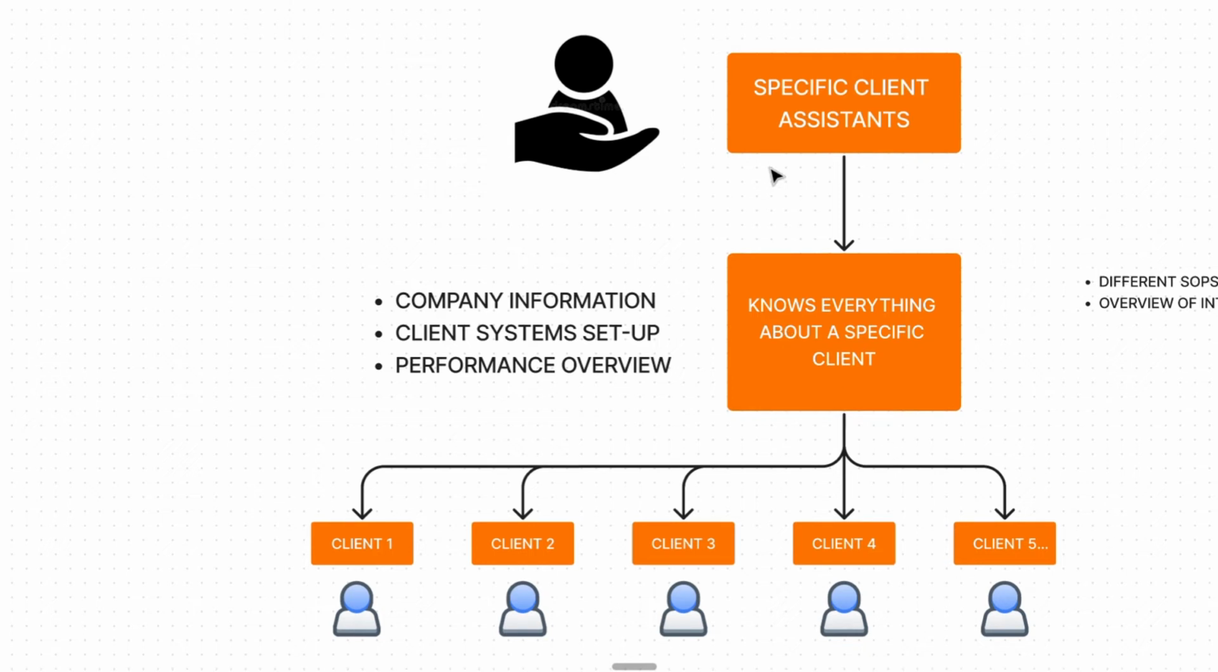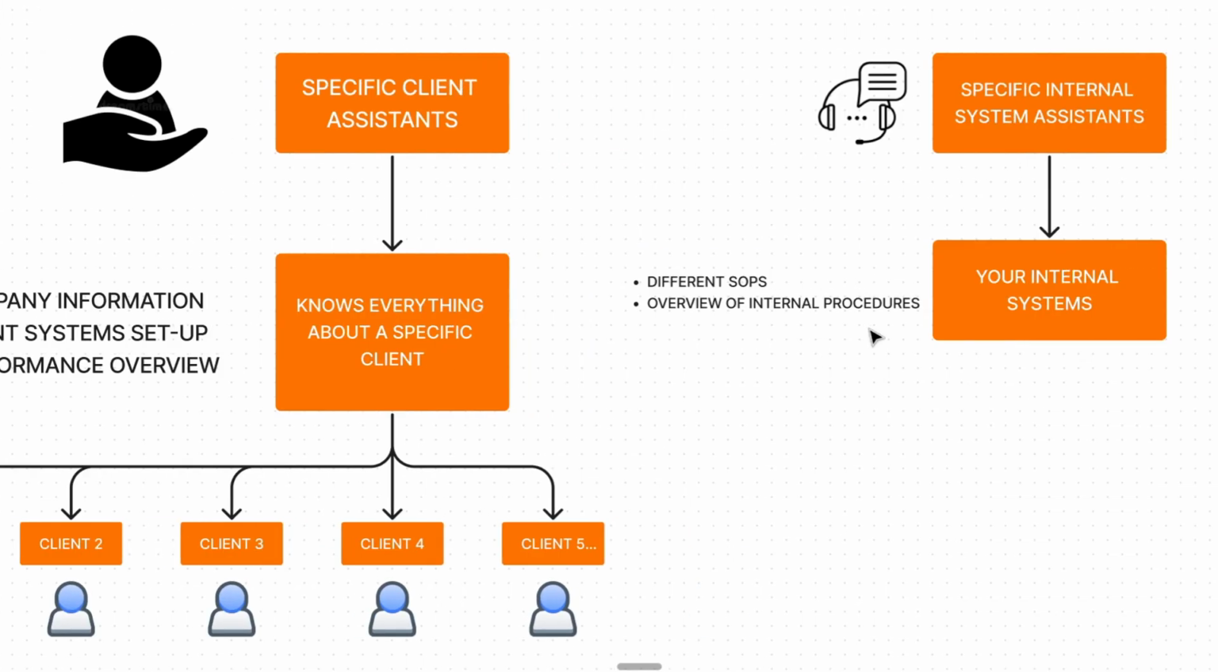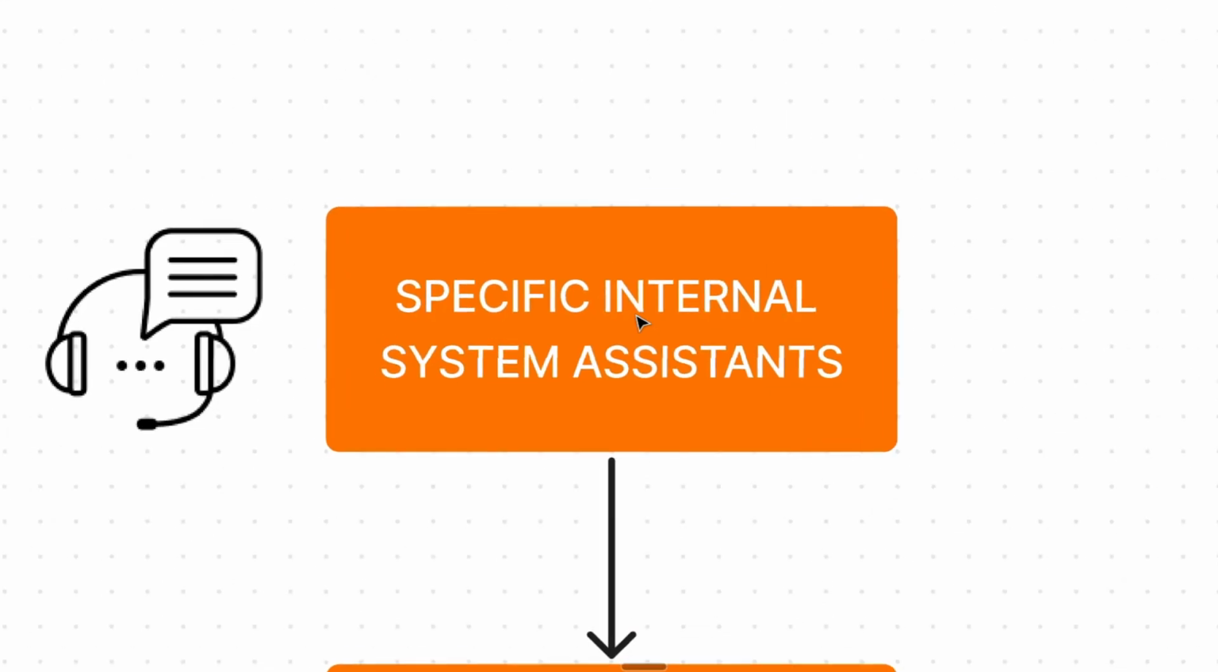So whenever that customer success manager has a question about the client, or the client has a specific question about those particular systems, they can easily ask the chatbot within Slack and get an immediate response. This will have a huge impact on your customer success manager, firstly, as she won't have to respond to those simple questions, but also you can provide your client with a better experience, getting immediate responses to any queries they may have. The second option I see for these chatbots is specific internal system assistance.